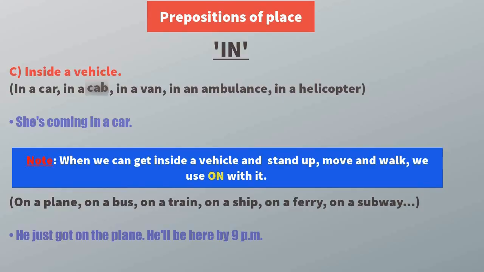We get in a car, in a cab, in a van. Now, why do we use in, not on? Some people get confused and use on with it. The reason why we use in with a car or a cab or a van or an ambulance or a helicopter, because we can get inside the vehicle, but we cannot walk around, we cannot move. The vehicle is supposed to be sat in. You cannot walk in the vehicle. And when you can walk in a vehicle, when you can move around, you use on with it.